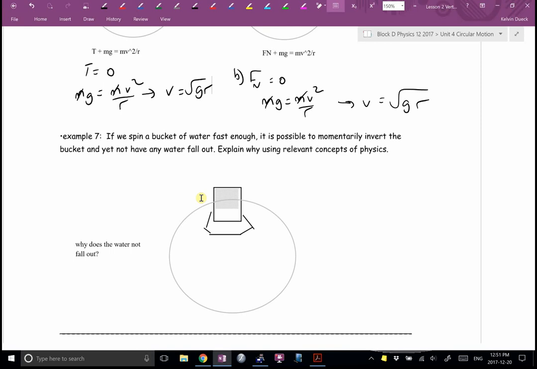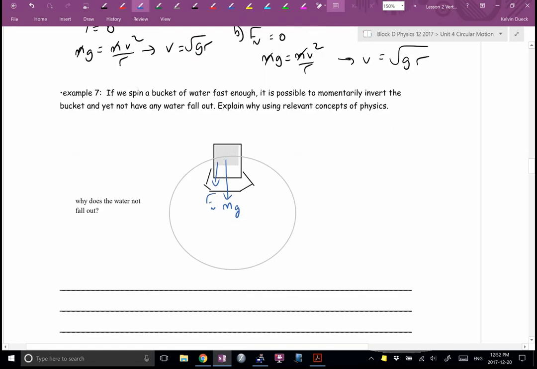You know what there's a job for? There you go. What are the forces acting on one molecule of water in the bucket? Get the obvious one. What else? Manir, you're right. It is touching a surface, the pail. There is a normal force. Who's winning?